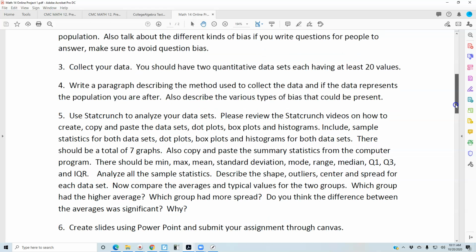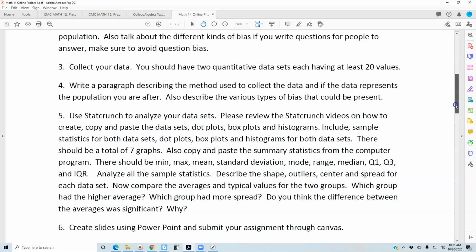Number 5, you're going to use Statcrunch to analyze your data sets. Please review the Statcrunch videos on how to create, copy, and paste the data sets, dot plots, box plots, and histograms. Include sample statistics for both data sets, dot plots, box plots, and histograms for both data sets. There should be a total of 7 graphs. Also, copy and paste the summary statistics from the computer program. There should be a minimum, maximum, mean, standard deviation, mode, range, median, quartile 1, quartile 3, and interquartile range.